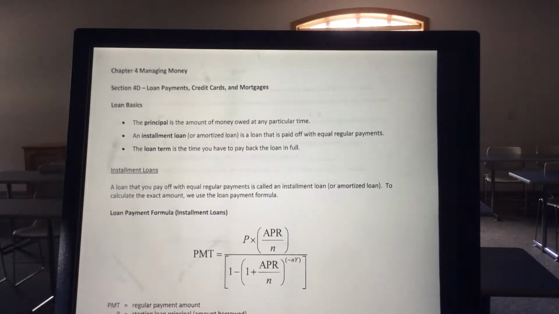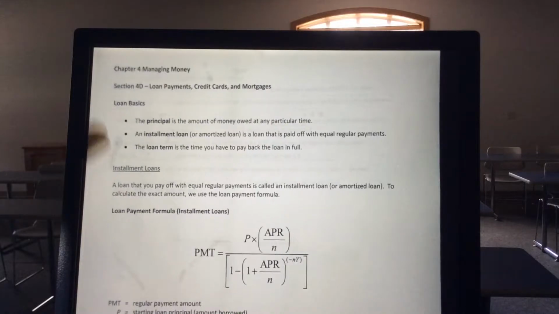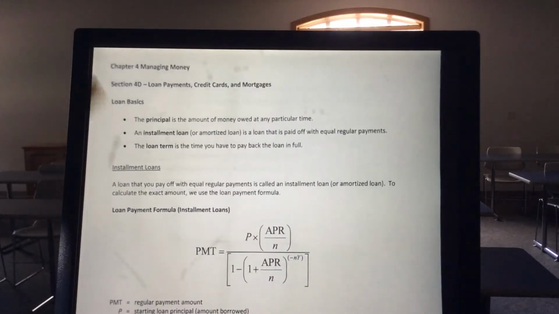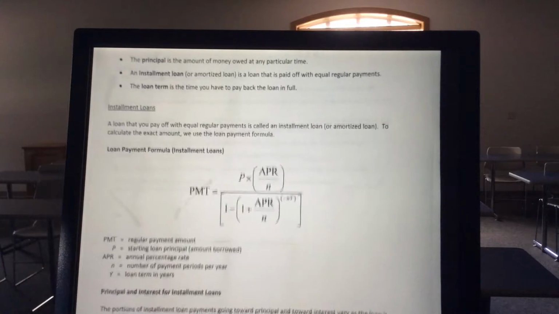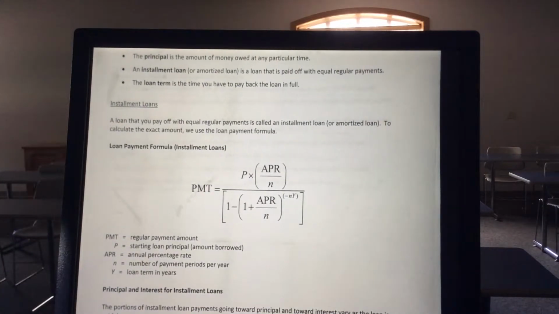The installment loan, or what we call an amortized loan, is a loan that is going to be paid off with equal regular payments. And then finally, the loan term is the time that you have to pay back that loan in full. Usually it's going to be in months. Now the first thing we'll look at is installment loans. This is where we pay off a loan using equal regular payments.